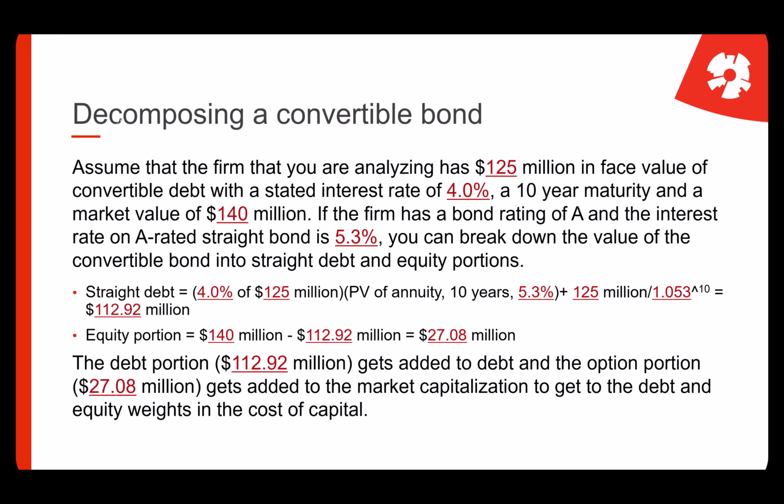Now, step 3 is to feed this back into our cost of capital calculation. The debt portion gets added to the debt, and the equity portion gets added to the equity. That way, we can calculate the weights of debt and equity in the WACC. We are then properly reflecting the hybrid nature of the security. The bottom line: we don't treat convertible bonds as just debt. We have to break them into straight debt and equity and allocate accordingly when we compute the weighted average cost of capital.